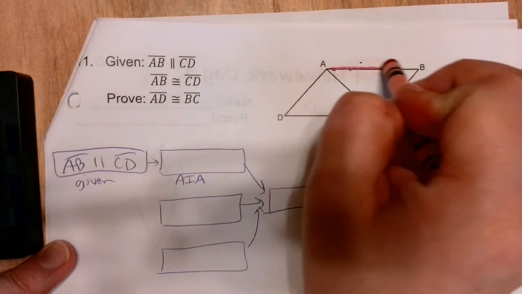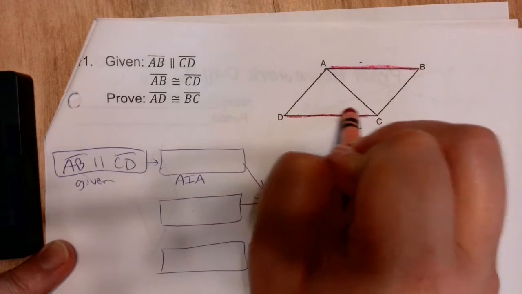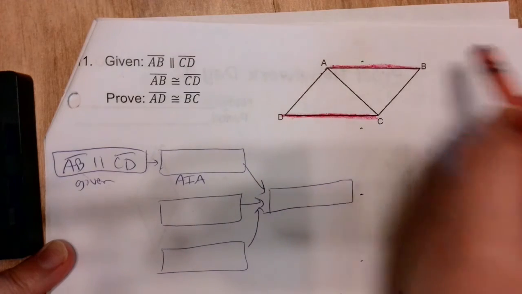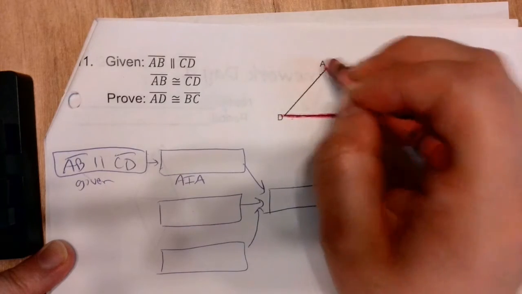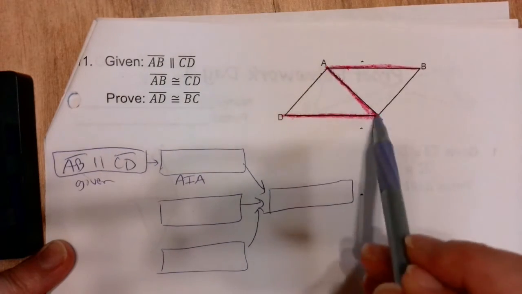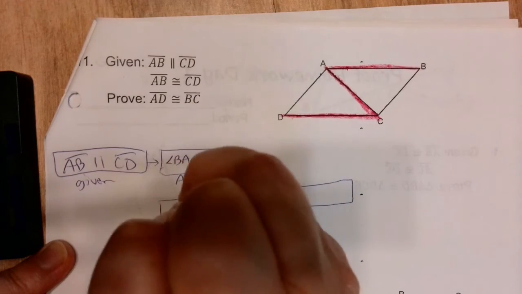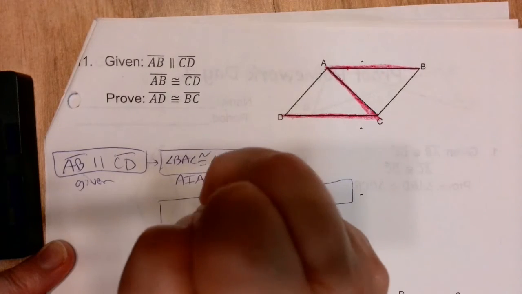AB is parallel to CD. We have to make a zigzag using the top and the bottom. It's right here. BAC is one of the angles, and from the other end, DCA.